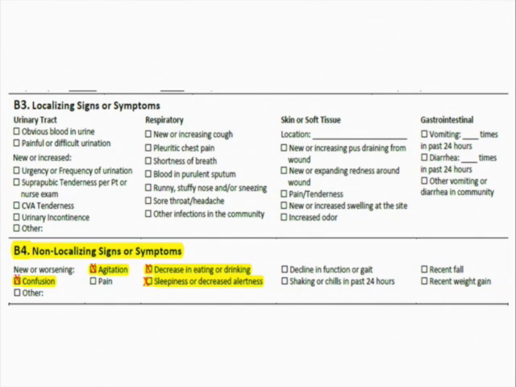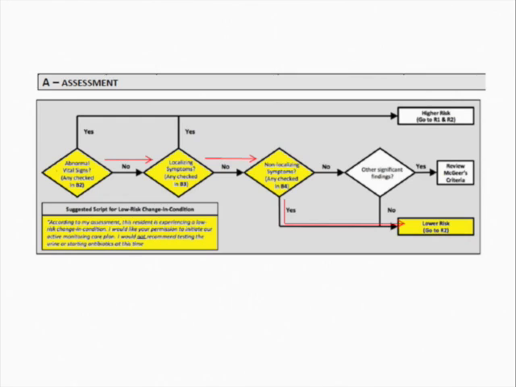In section B4, here we note Millie has new or worsening confusion, agitation, decrease in eating or drinking, and sleepiness. This brings us to the risk assessment piece of the OASIS process, when the nurse determines if the resident is at a higher or lower risk of infection.